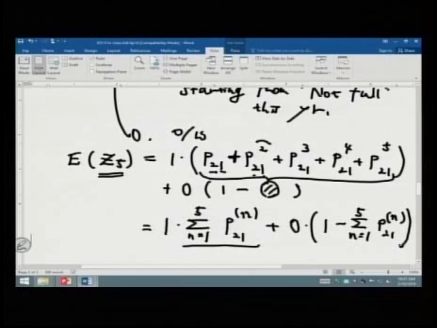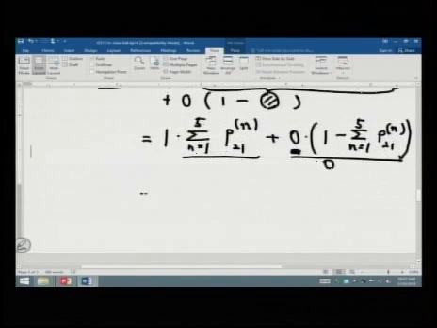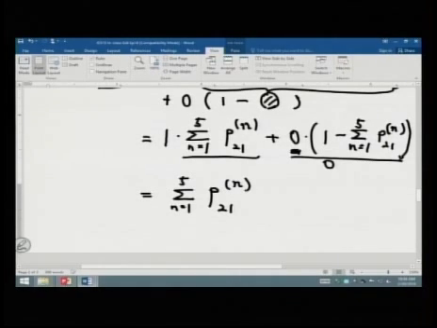Okay? Is that correct? And you know, this part is 0, right? Because it's multiplied by 0. So we end up with just this: summation n goes from 1 to 5, P sub 2,1 to the nth power. Okay? So that's the expected value of this new variable. Does that make sense? Okay?